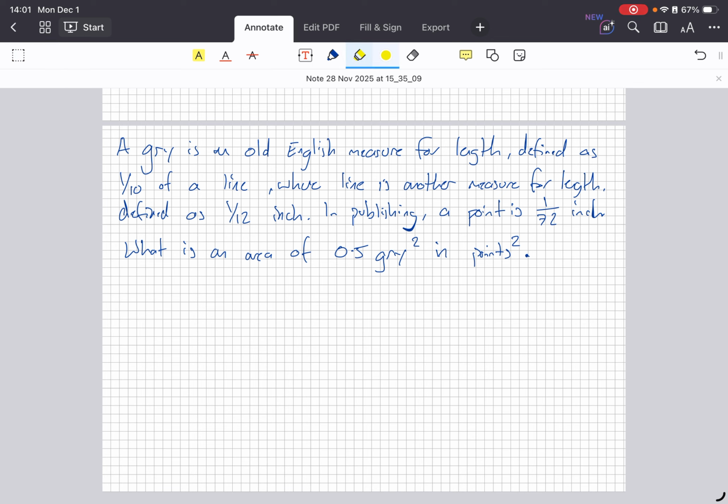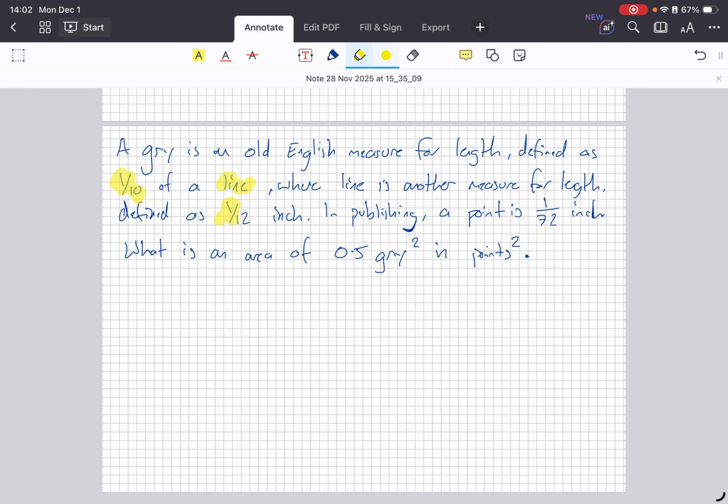So here's the question. It says, a grai is an Old English measure for length, defined as 1/10 of a line, where line is another measure for length, defined as 1/12 of an inch. So in publishing, a point is 1/72 of an inch. And what is an area, so bear in mind that we were working with areas and lengths here, of half a grai squared in points squared.